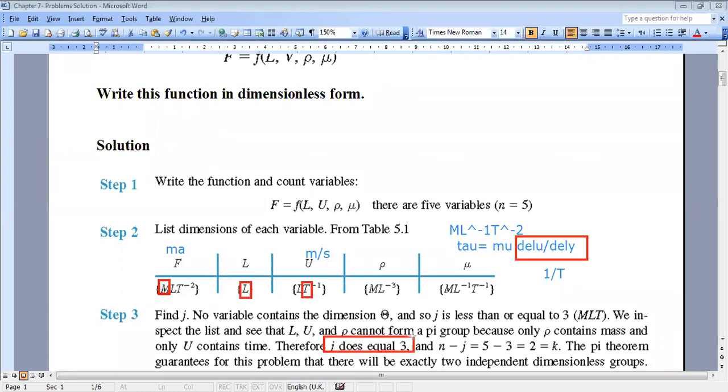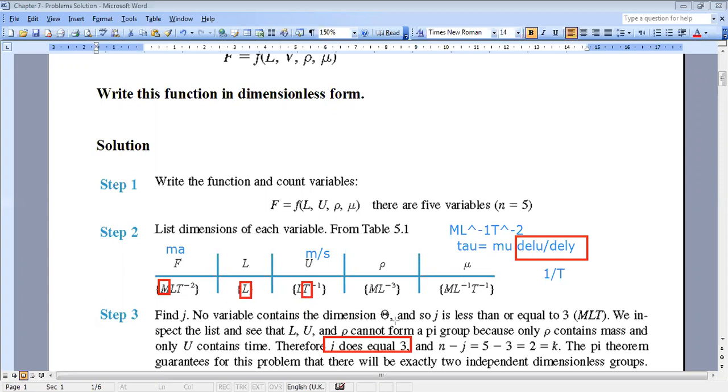So J corresponds to the number of independent variables that we can have. Now, why do we use J? We will see together. Because we want to determine the number of independent groups that we can form. The number of groups is given by n minus j, where j represents the number of independent variables in my problem.